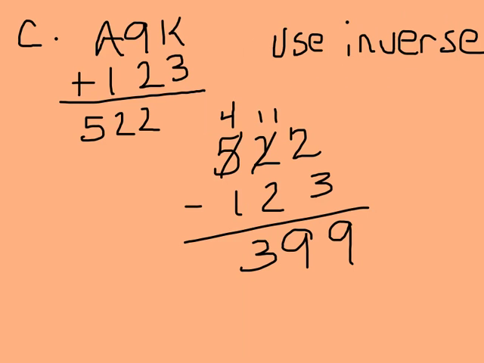Okay. Moving on to C. Again, we have an addition problem. And to solve addition, we're going to use the inverse operation of subtraction. So we're going to take the bottom number, 522, and subtract the middle number, 123. And in this one, they gave you one of the digits of the missing number, and that one is the 9 in the middle there, 9 tens. So when we do our subtraction, we regroup. Remember, we have to regroup. We're going to end up with 399.